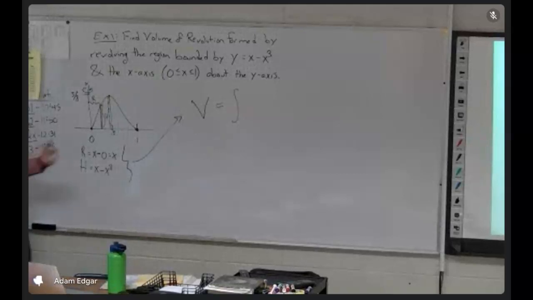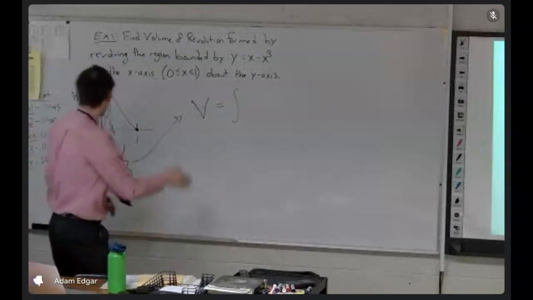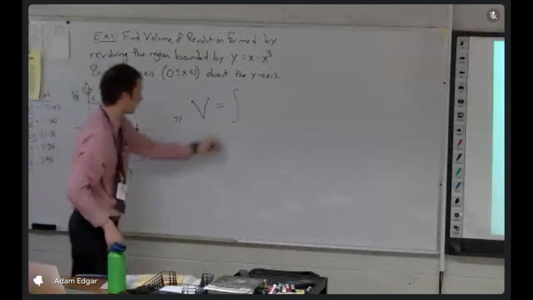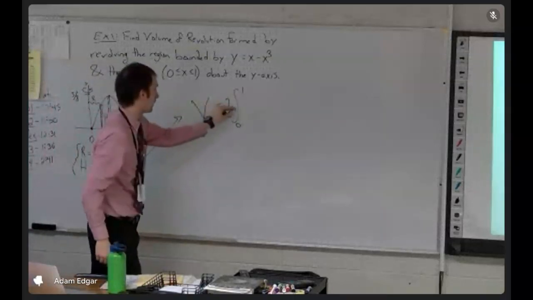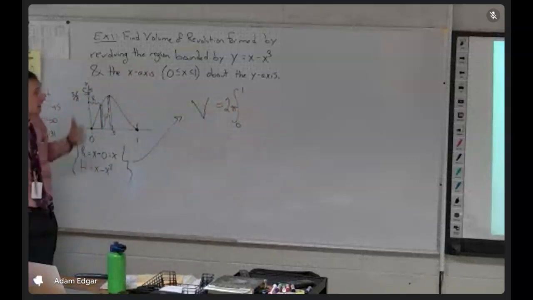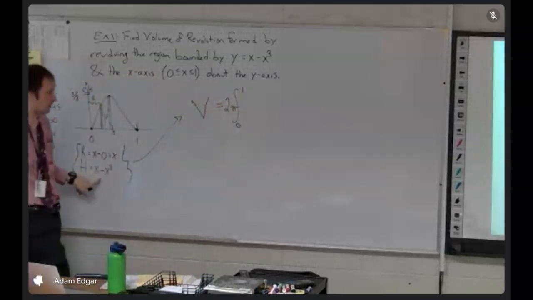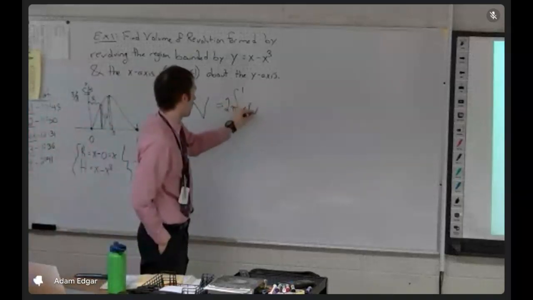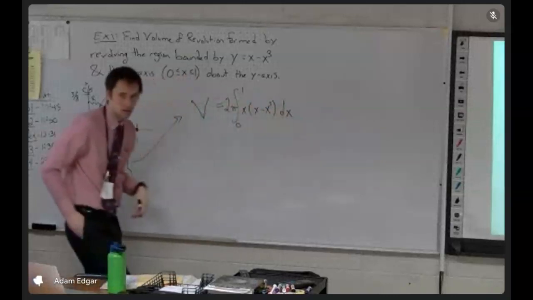Maybe we'll get to this example. All right, so you've established R and H. Once you've got those, you put them into the volume formula with the integral, and the integral is going along the x-axis from 0 to 1. You have 2 pi out front because we're back in rotation land, and then inside the integral you have R times H. That's going to be x times the quantity x minus x cubed. We're doing things in terms of x, so dx. And now you're on your way.